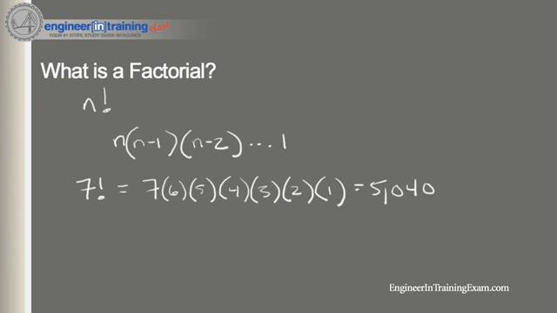But one special definition of factorial is we need to know that 0 factorial is always equal to 1. So if in future problems we see 0 factorial, it's not that we're dividing by 0. That actually is equal to 1. So moving on.